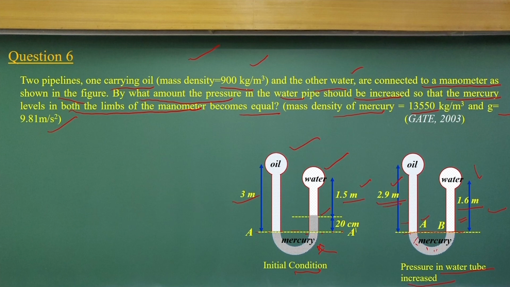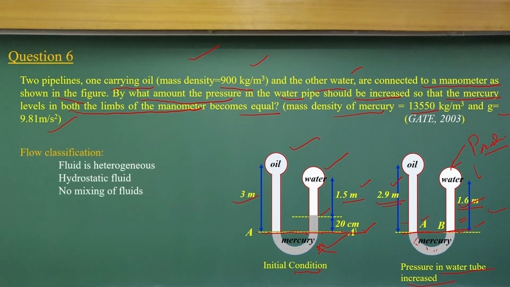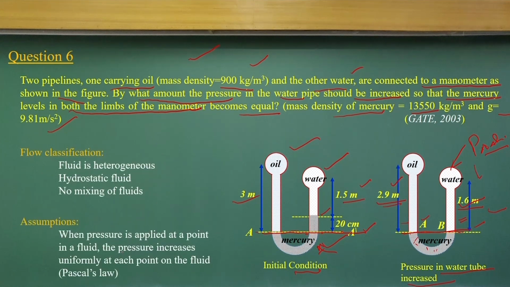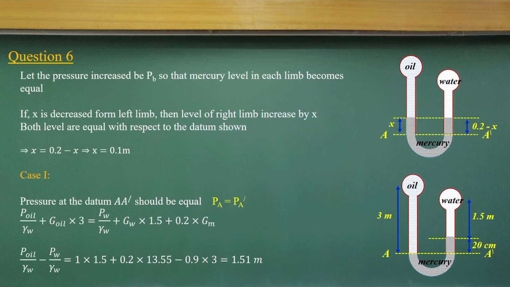So for these conditions we try to find the pressure difference over the plane A dash and B dash. From that we can know the additional pressure applied here to make the surface horizontal. The very basic concept to understand here is that when pressure is applied at a point, pressure increases uniformly at each point of the fluid. That is Pascal's law.